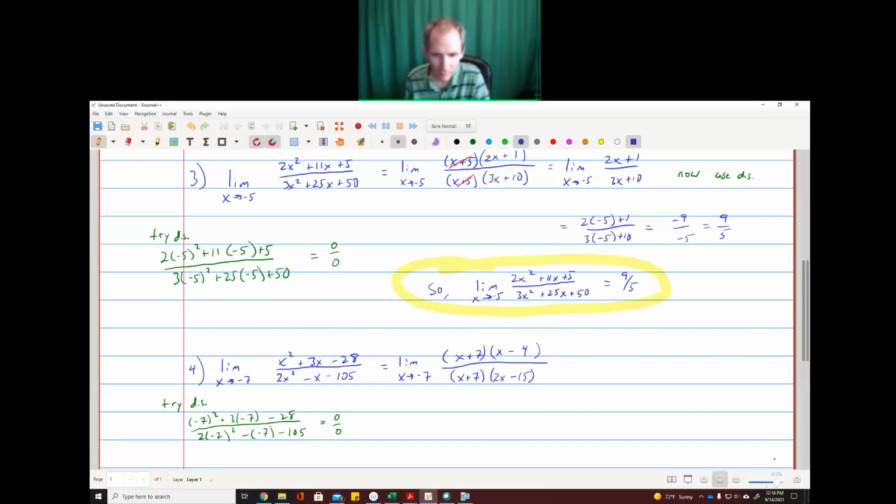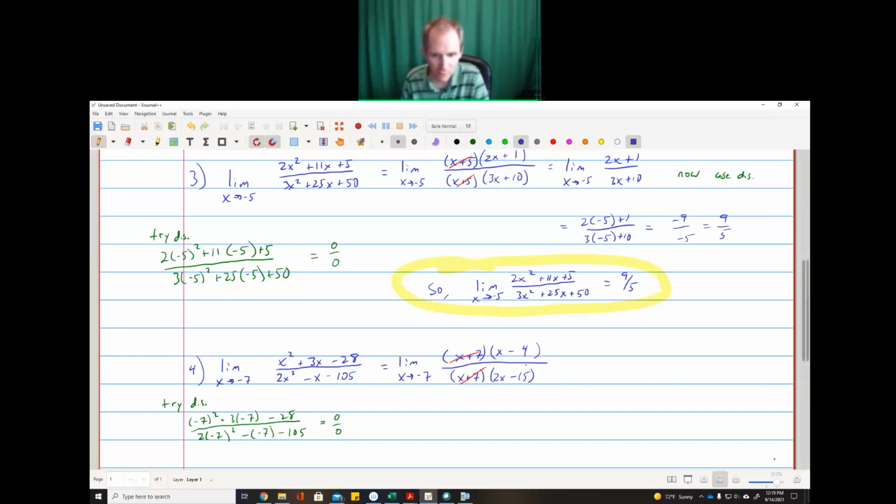And then we double check, right? So x times x is x squared, minus 4x plus 7x will give me a positive 3x, and then 7 times negative 4 is negative 28, so that works. X times 2x gives me 2x squared, minus 15x plus 14x will give me a minus x, and then 7 times negative 15 gives me a negative 105. So that does indeed factor correctly, like this.